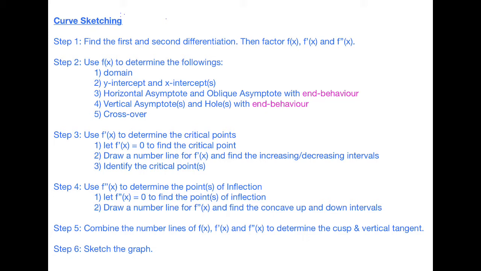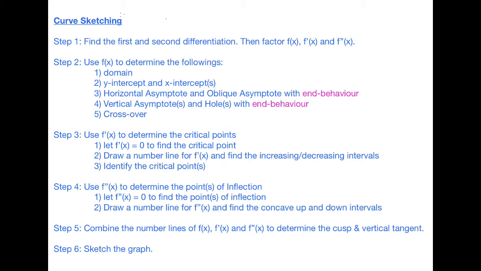Step 2. You want to use the original function f(x) to determine 5 pieces of information. The first one is the domain. Second one, y-intercept and x-intercepts. Here, it's better to use the factor form of f(x) to find it.